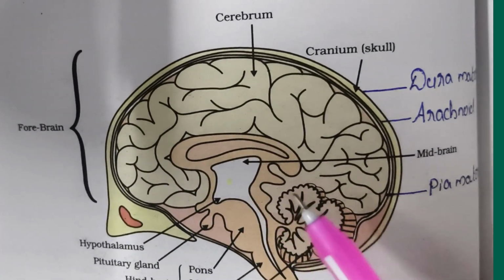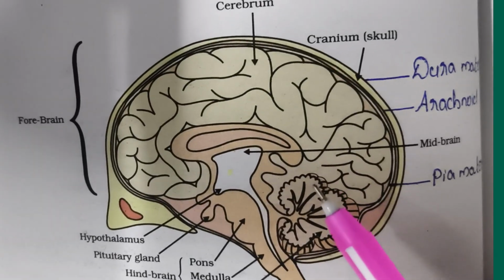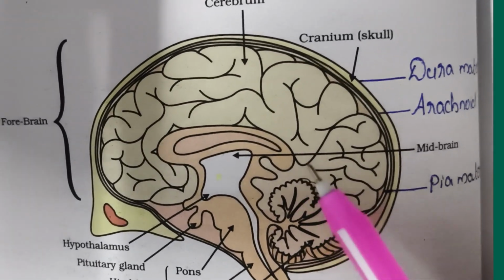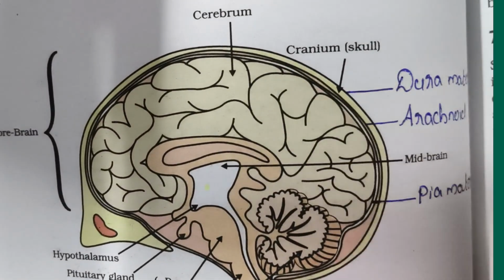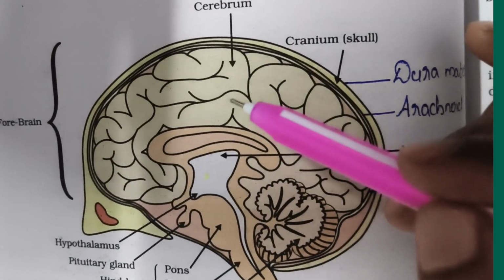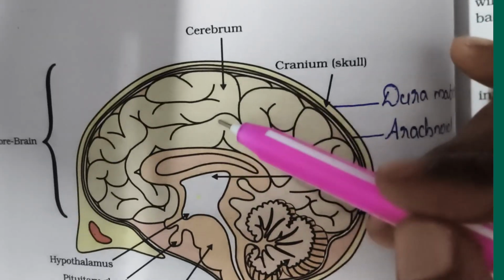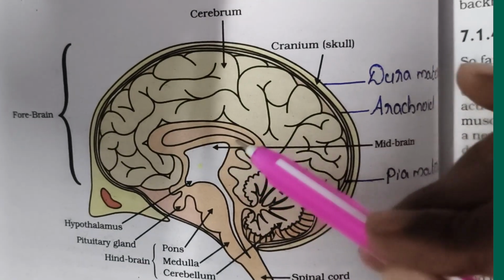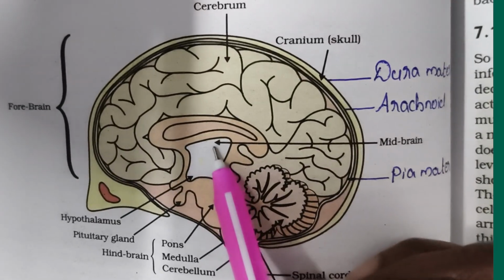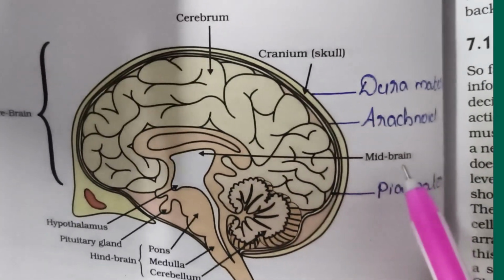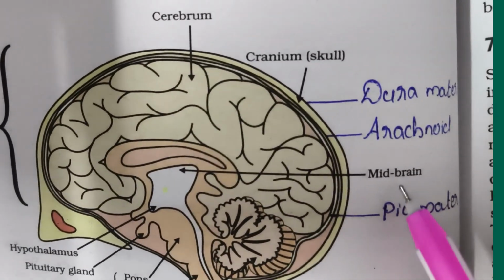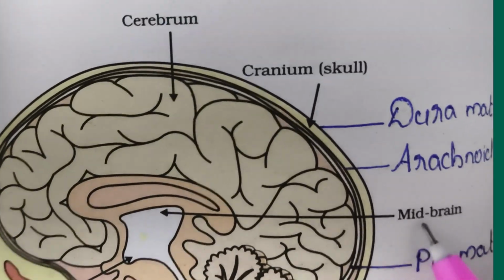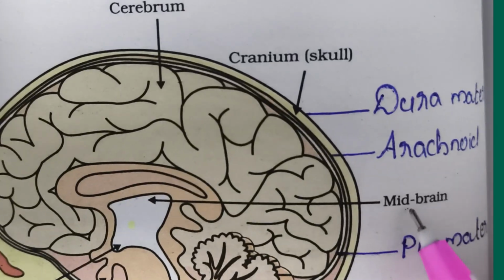Next we can see the middle part of the brain, one of the small parts of the brain, that is the midbrain. The midbrain connects the forebrain to the hindbrain. Some nerves pass through the midbrain from the forebrain to the hindbrain. This is one of the smallest parts, and there are no other sub-parts. It contains 4 optic lobes.